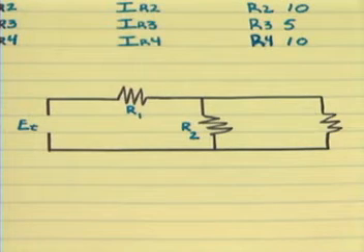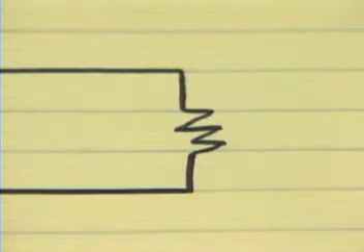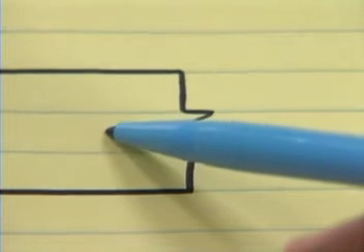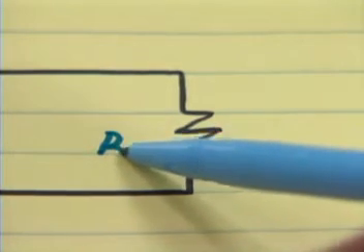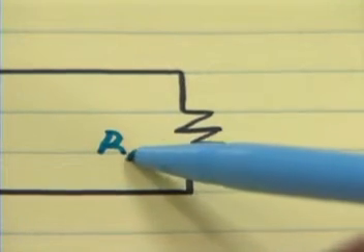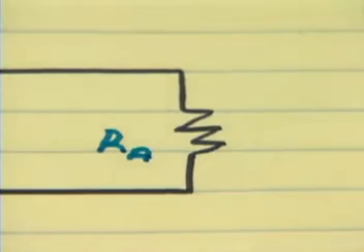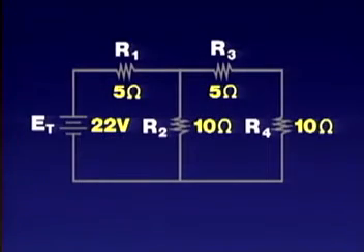Draw the circuit again. Only this time, combine R3 and R4 into one resistor. After you're finished, your circuit should look like this. Now you can label each resistor again. Keep R1 labeled as R1. Do the same for R2. However, label the third resistor RA. Remember, RA represents R3 and R4, which are connected in series. The total voltage is given as 22 volts.